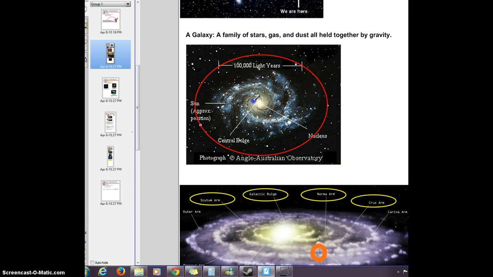Again, this is the nucleus of the galaxy. You have stars and you have gas. And this is considered to be a spiral galaxy. You'll notice that it has these arm-like things here. There's an arm, here's an arm, here's an arm. And our galaxy is a spiral galaxy. And again, it's filled with stars, gas, and dust.